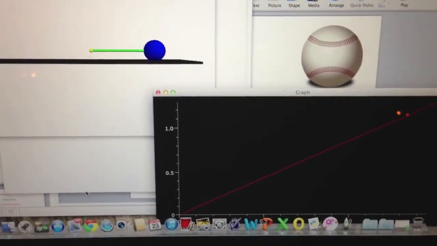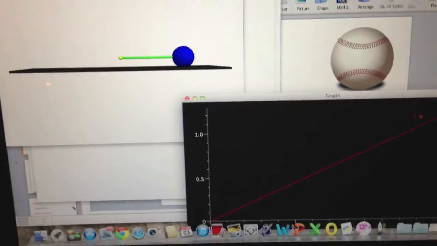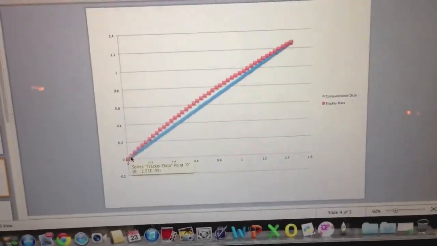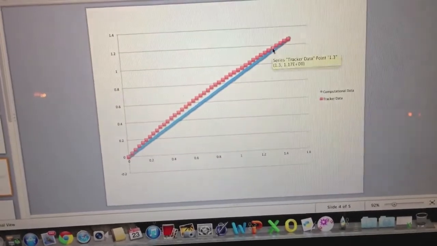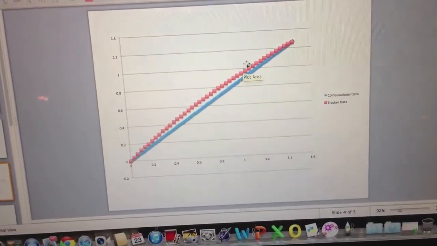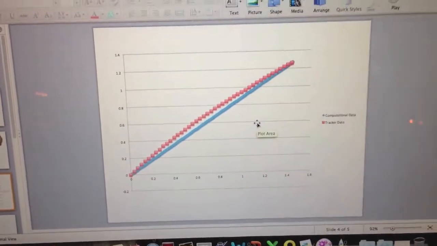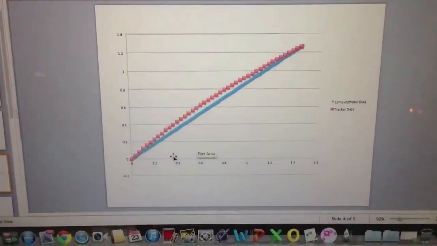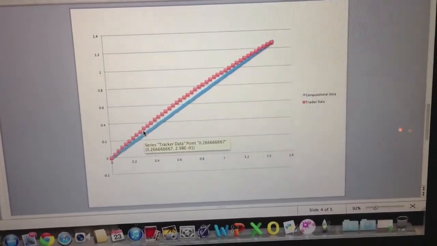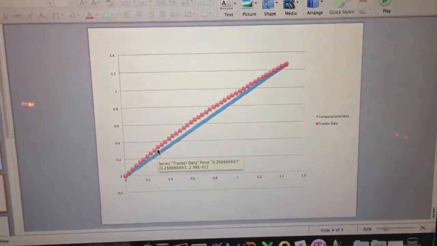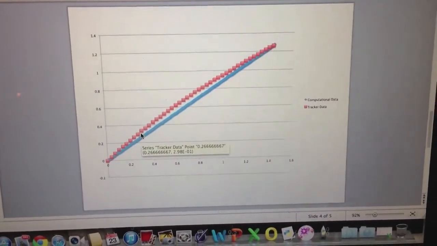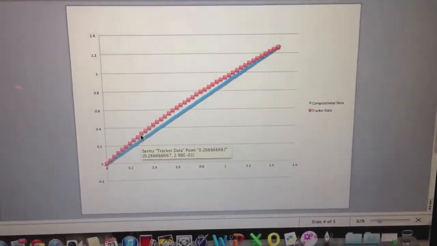And for our actual video, right here the blue is what we made in Python, and the red is the information tracked from our video, and we can see that they are almost similar. The reason why the red might be a little bit off is because we assumed there were no forces at all acting on our ball, whereas the ball was interacting with the friction from the ground and a little bit of gravity.